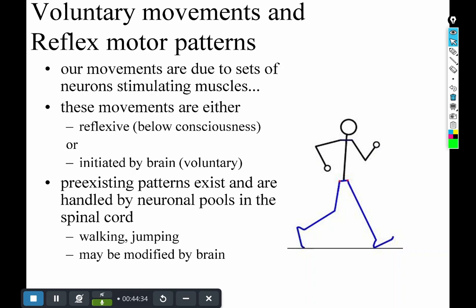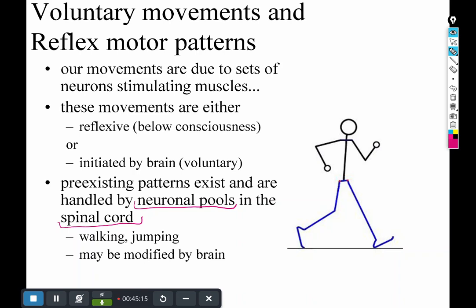I just have to initiate walking. And then walking happens relatively unconsciously for me. So I initiated walking, but the pre-existing patterns that I learned when I was little and I was learning to walk, and those patterns that were reinforced as I continued to walk and got better at it, these are handled by neuronal pools in the spinal cord. So coordinated, repetitious motor patterns that we may initiate, but the majority of which are coordinated by the spinal cord so that they happen without us having to consciously think too hard about it.